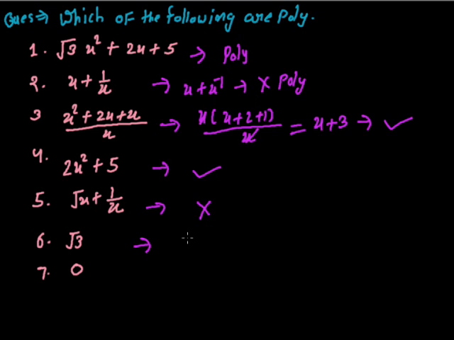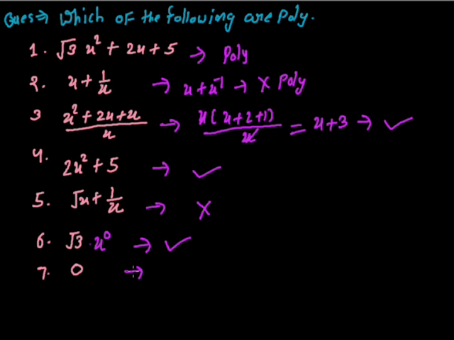Now we come to this example. It is also a very important example: square root of 3. In this expression, we can say x raised to power 0. The degree of x is 0, which is a whole number, and root 3 is a constant, so it is again a polynomial expression.